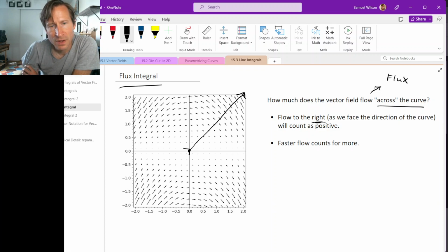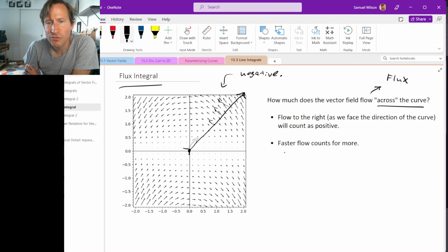So all of these, the vector field in this diagram here, the vector field is always pointing to the left as we face up and to the right. We are traversing the curve, moving upwards and to the right. So as we face up and to the right, the vector field is pointing to our left, and so this flux will actually count as negative, not positive.